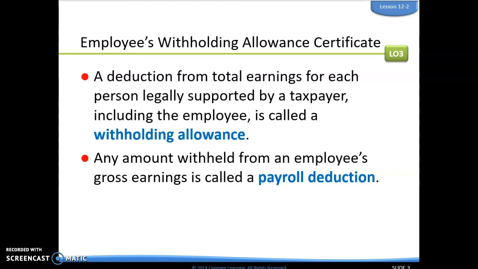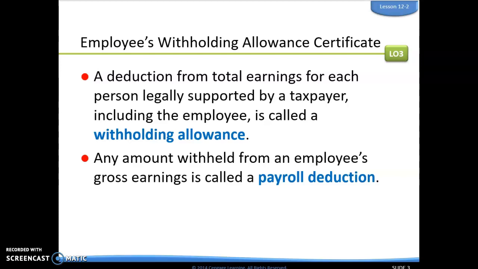Let's see. Most employees are required to have federal income tax withheld. There are a few exceptions, and that means you would have an exemption from federal income tax withholding, and that would be for low income or part-time employees. But for the most part, everyone would have federal income tax withheld.